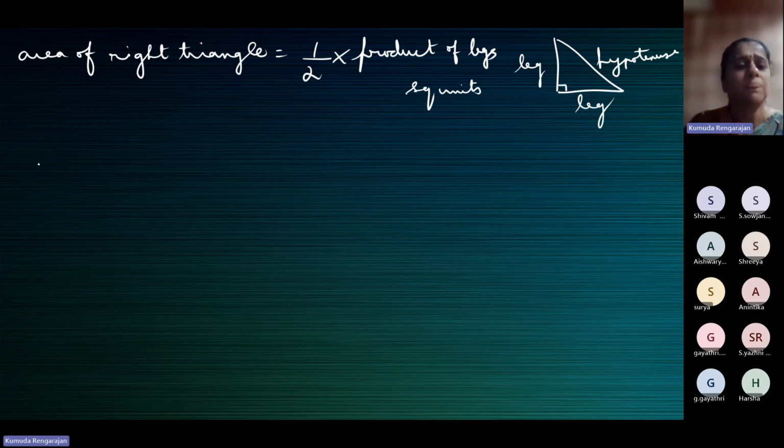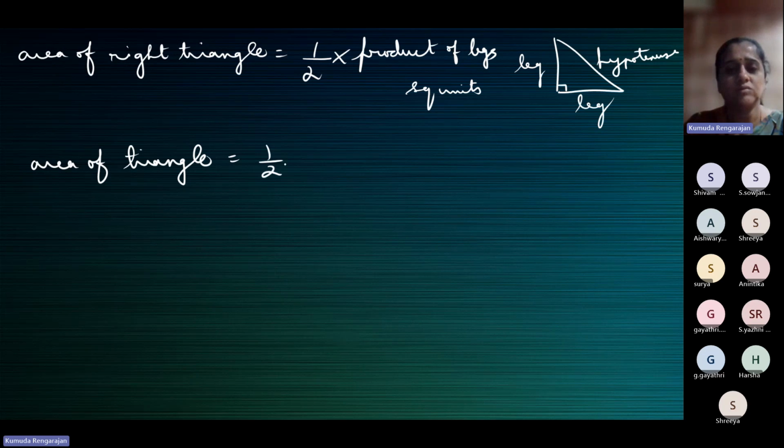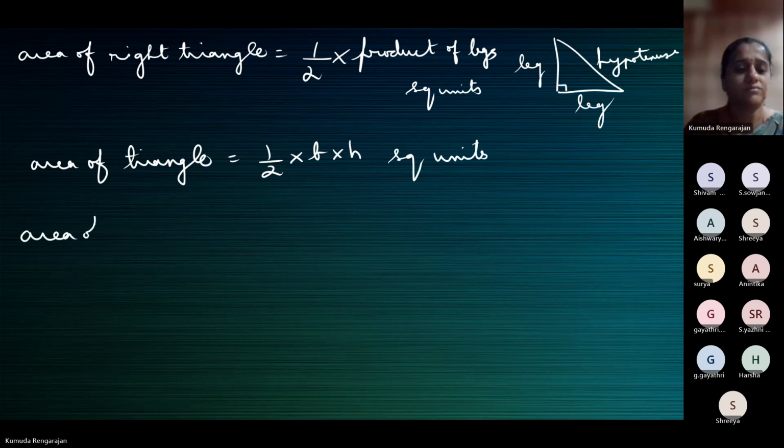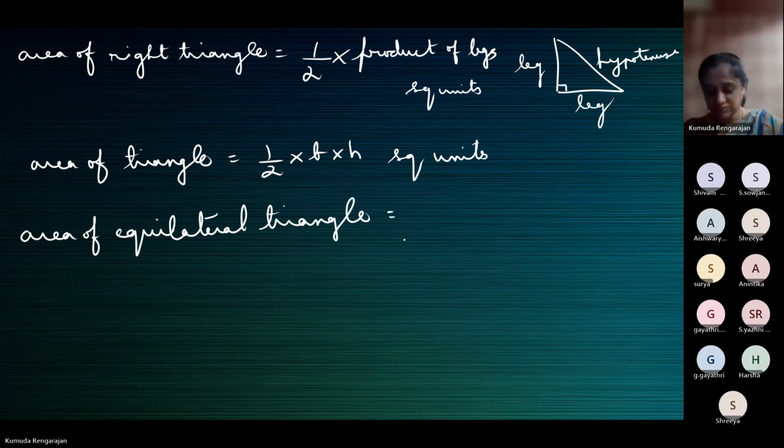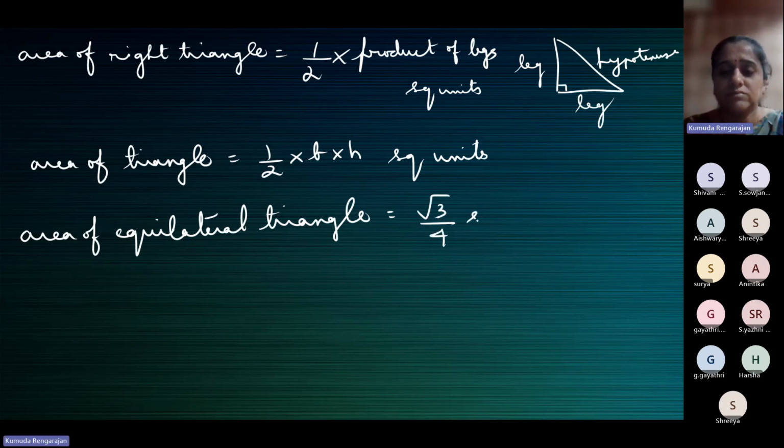Area of a right triangle. Otherwise, area of a triangle in general will be half into base into height, in square units. Area of an equilateral triangle: what's the formula? It is root 3 by 4 into side square, or a square, in square units.